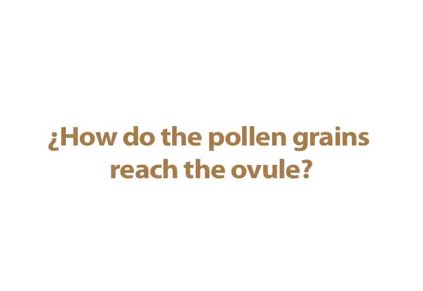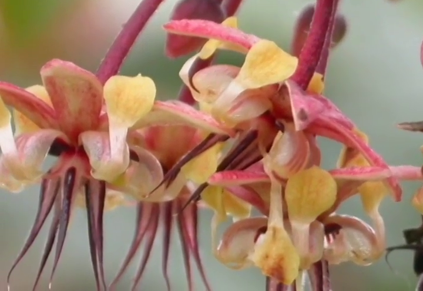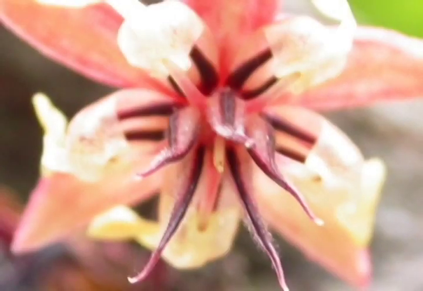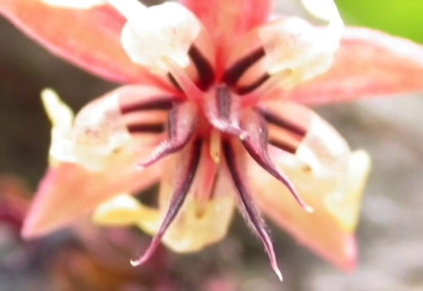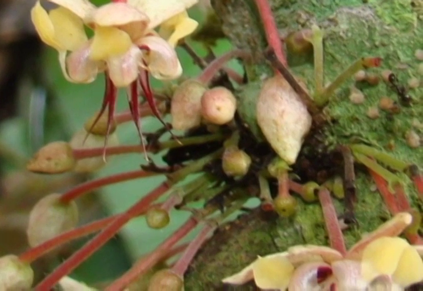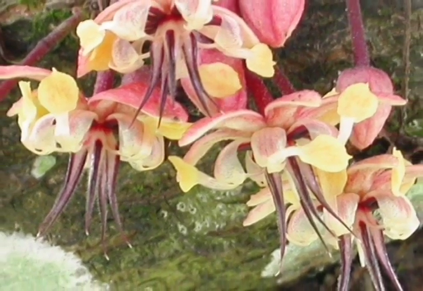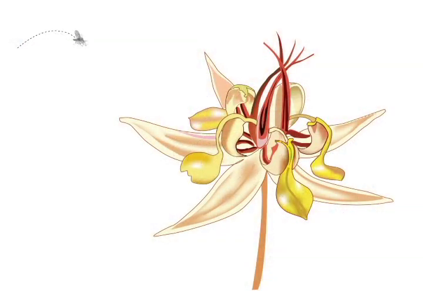But how do the pollen grains reach the ovule? We mentioned previously that the petals and staminodes of the cacao flowers, with their attractive colors, aromas, and nectar, attract midges. When these tiny insects walk on the flowers, they transfer the pollen to the stigma and style of the flower. The pollinating midges visit many flowers on the same tree or on several neighboring trees.